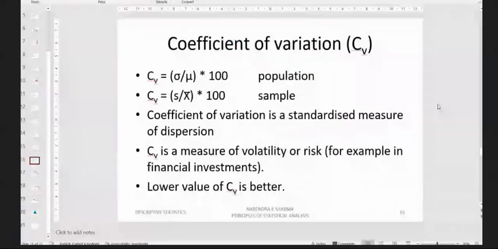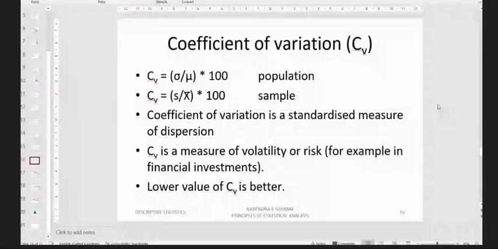Now there's a concept called coefficient of variation. This is an important concept because it gives a standardized measure of dispersion. How do we standardize the measure of dispersion? By dividing the standard deviation by its mean. So if you have a set of scores, and you have computed the standard deviation divided by the mean of the distribution, you will get the coefficient of variation.